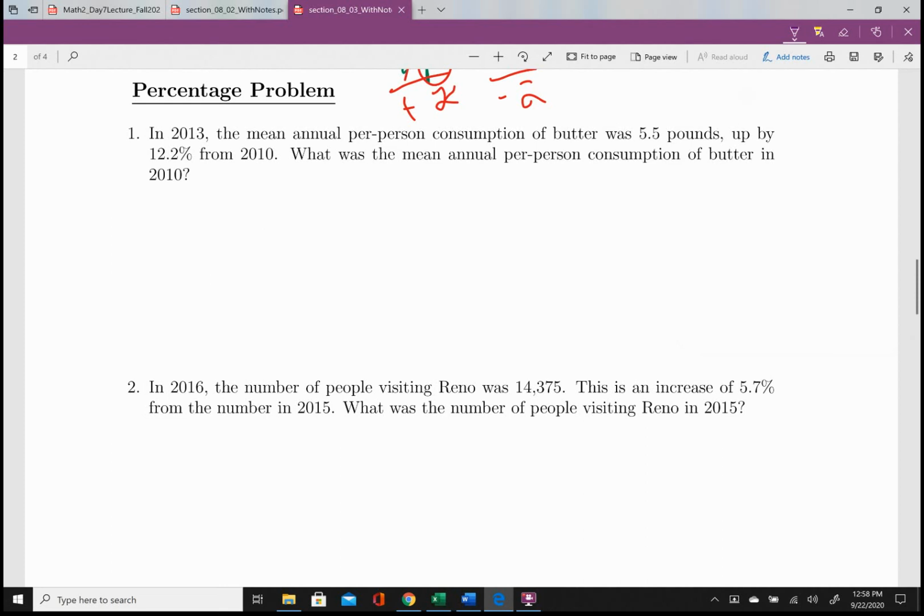In 2013, the mean annual per person consumption of butter was 5.5 pounds. Wow, that's a lot of butter. But if it's over a year, I guess it's kind of okay. Up by 12.2% from 2010. What was the mean annual per person consumption of butter in 2010? Well, okay, that's going to be our unknown, mean annual per person. Oh Lord, what a huge label this is. Consumption of butter.